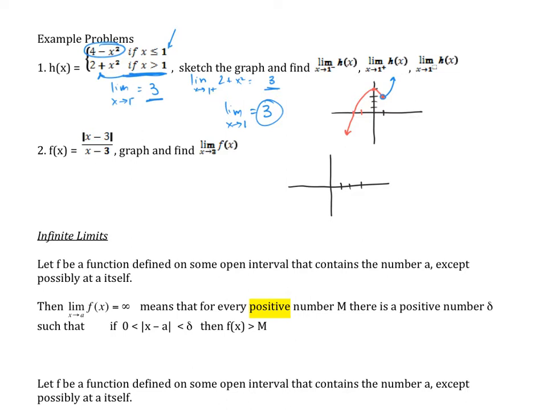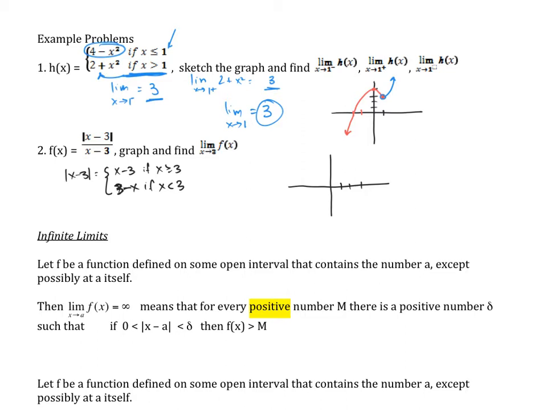So we have to take a look at this in two different ways. The absolute value of x minus 3, right here, is actually two things. It's x minus 3 if x is greater than or equal to 3, and it's 3 minus x if x is less than 3. That's just based on what the definition of absolute value would tell me. So then I really have two equations over here. I've got to deal with two different things as I'm approaching 3.